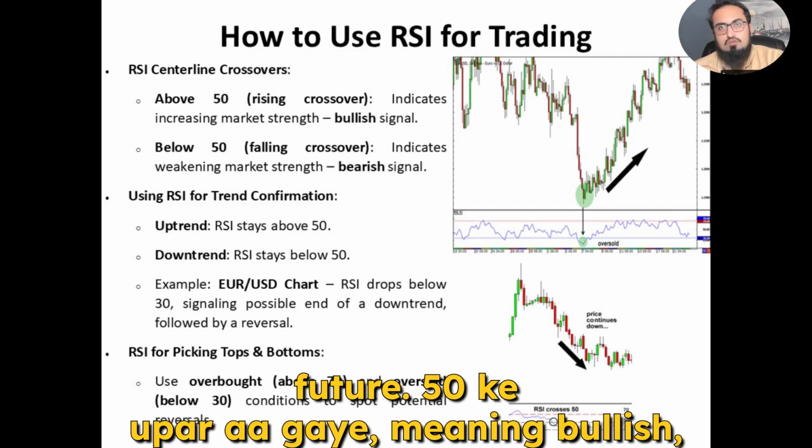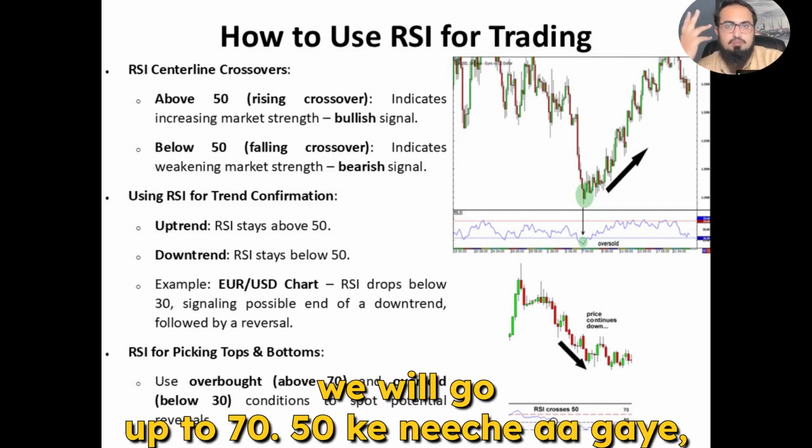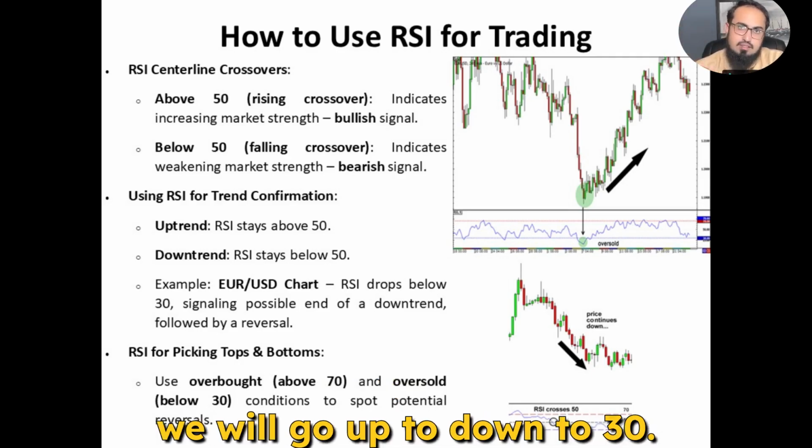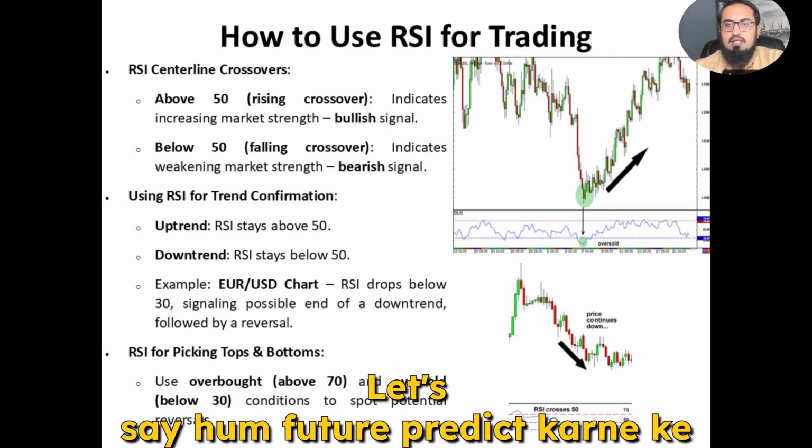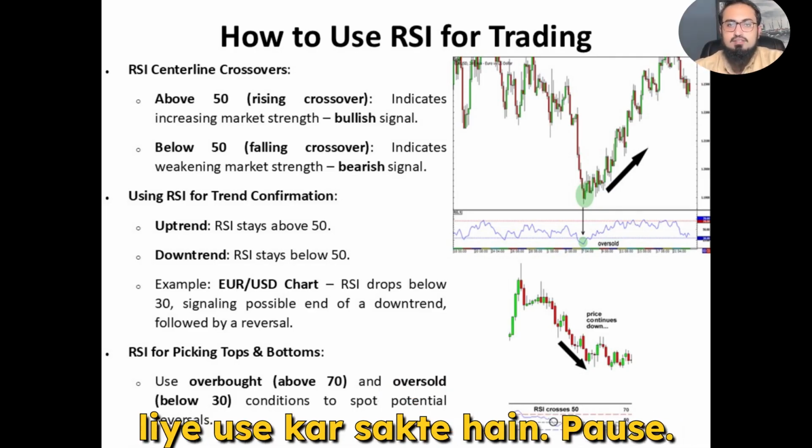The way to use it is to predict the future. If it goes above 50, meaning bullish, it can go up to 70. If it goes below 50, meaning bearish, it can go down to 30. So this is a leading indicator. We can use it to predict the future.